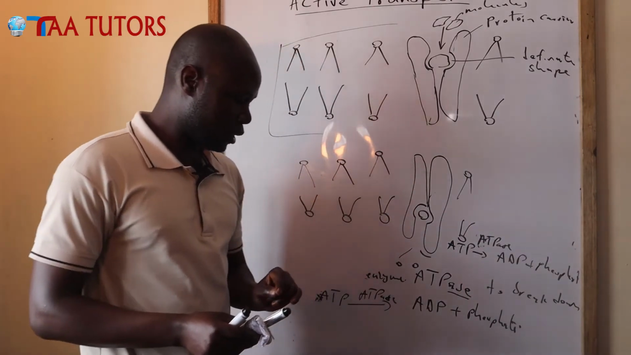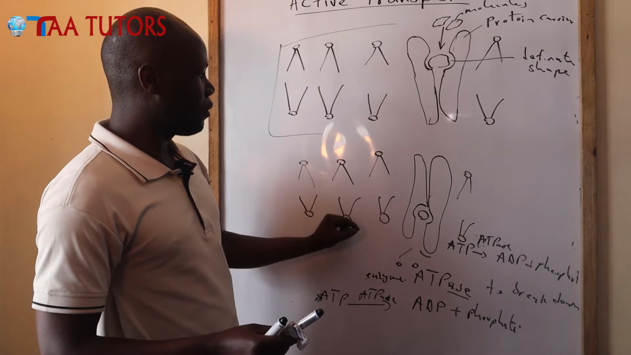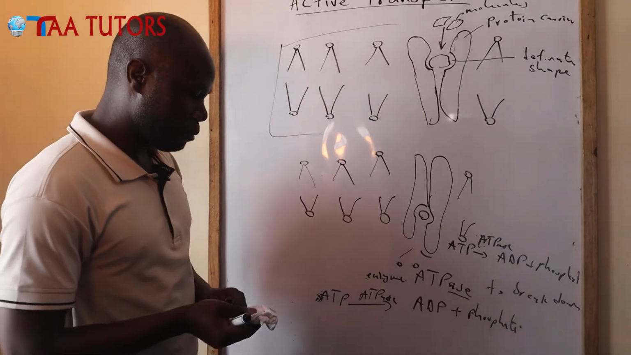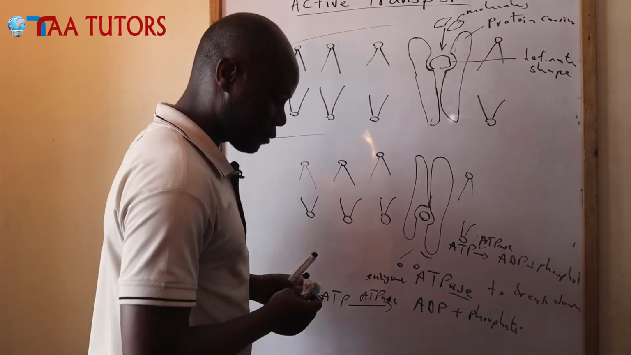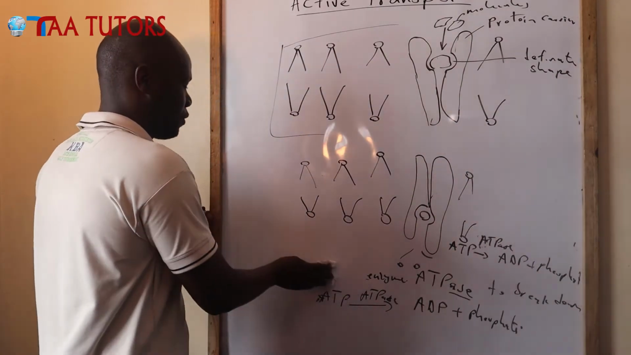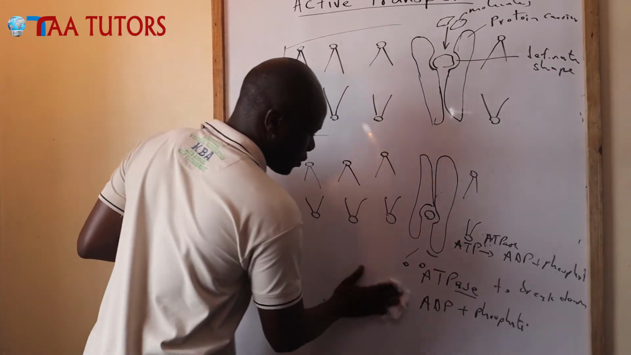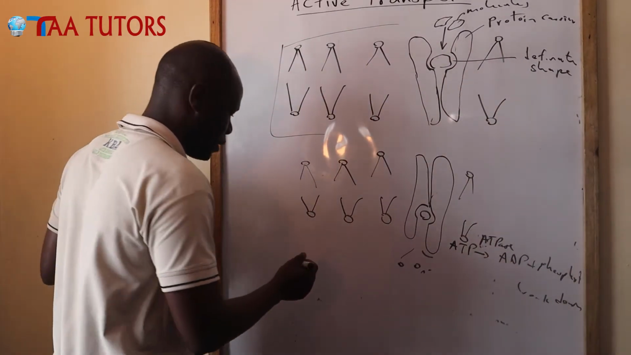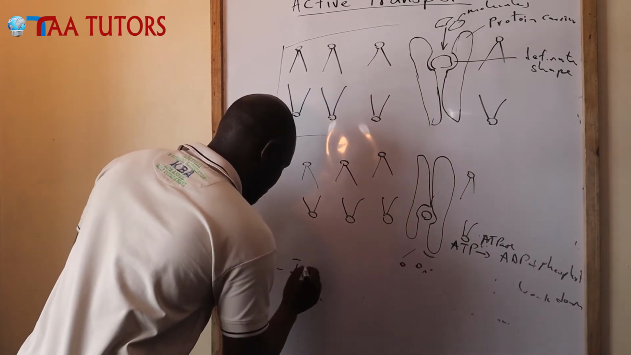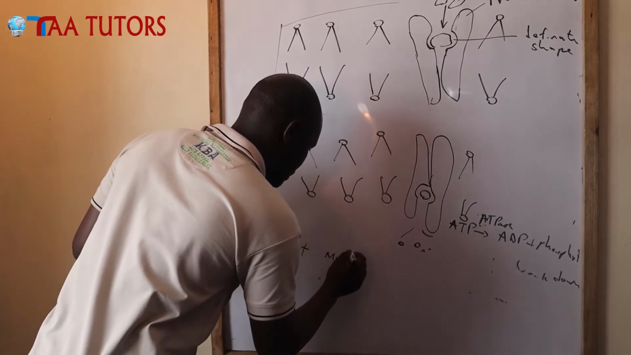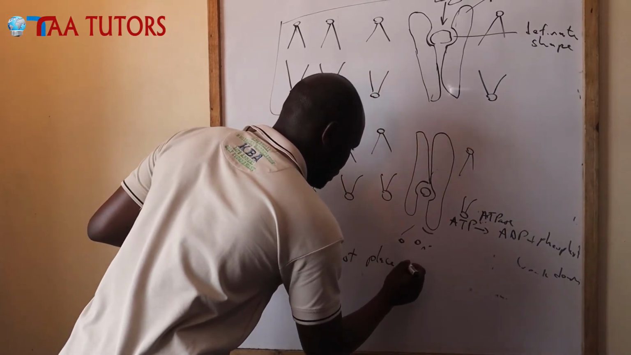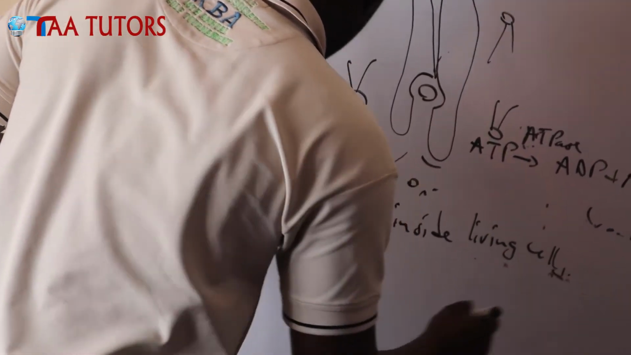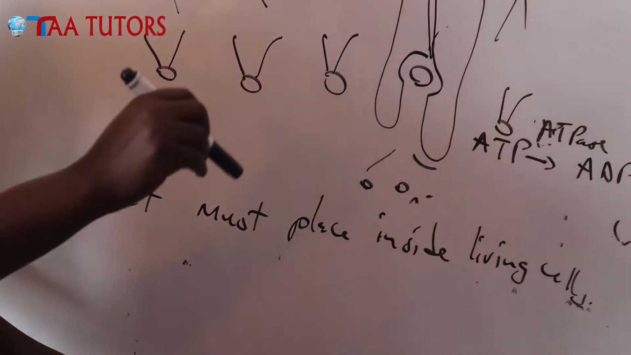Then number 2, we should be remembering that in that process, therefore, there must be the use of energy so that we can facilitate this process. So we can be asked what are actually the evidence, or what are the requirements for active transport to be taking place. So number one thing that we have to know, that for active transport to take place, it only takes place inside living cells.